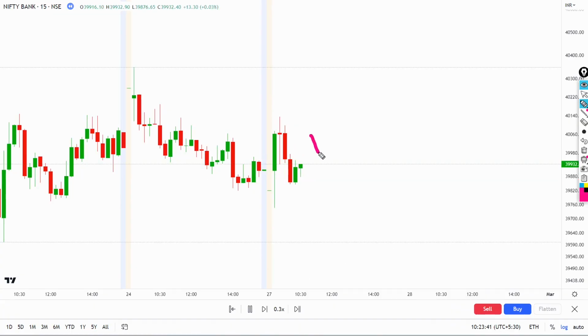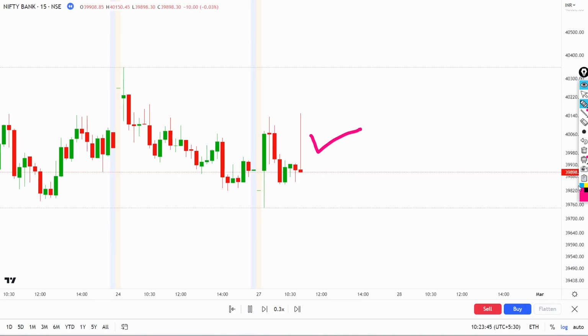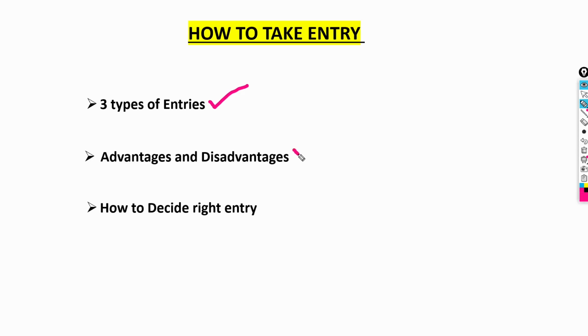If your stop loss hits because of wrong entry even when the analysis is right, then this video is for you. In this video, we will discuss 3 types of entry techniques, the advantages and disadvantages of these 3 types of entry techniques, and when to follow the right entry technique in the market. So make sure to watch this video till the end. This simple entry technique will completely change your trading journey.